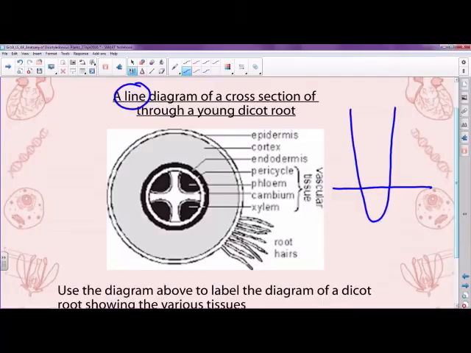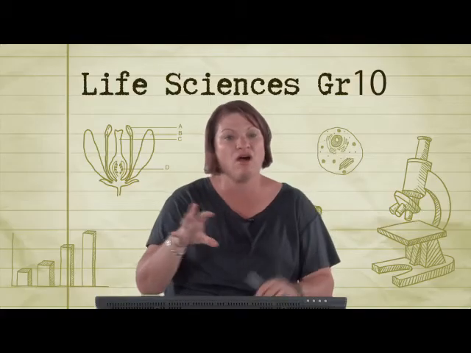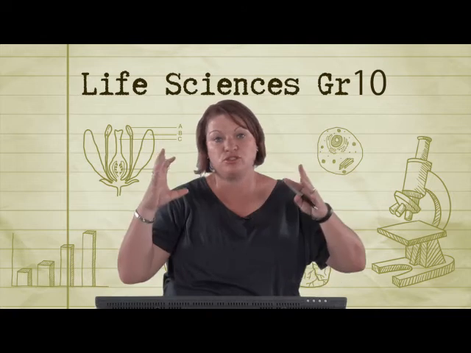So what we're going to find is we're going to have on the outside an epidermis. Then we have this area on the inside that we call a cortex. We then have an endodermis. We then have a pericycle, and then we have this cambium, we have xylem, and we have phloem. On the outside, we are also going to see root hairs. Now, some of those terms might be foreign to you, but they are collective terms for different groups of cells.